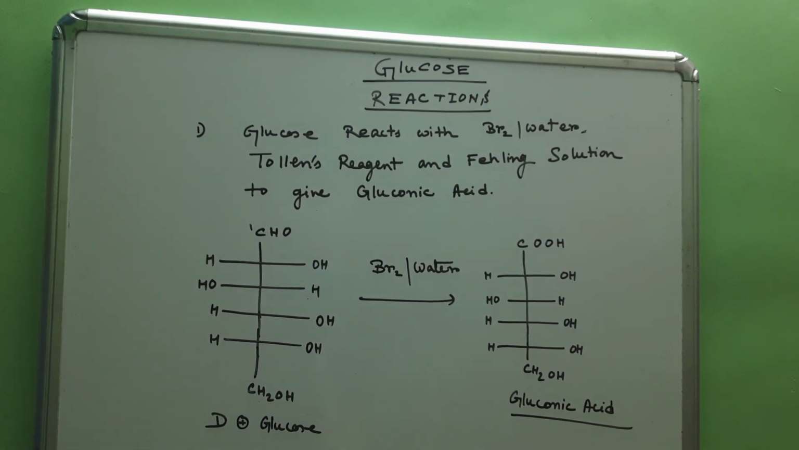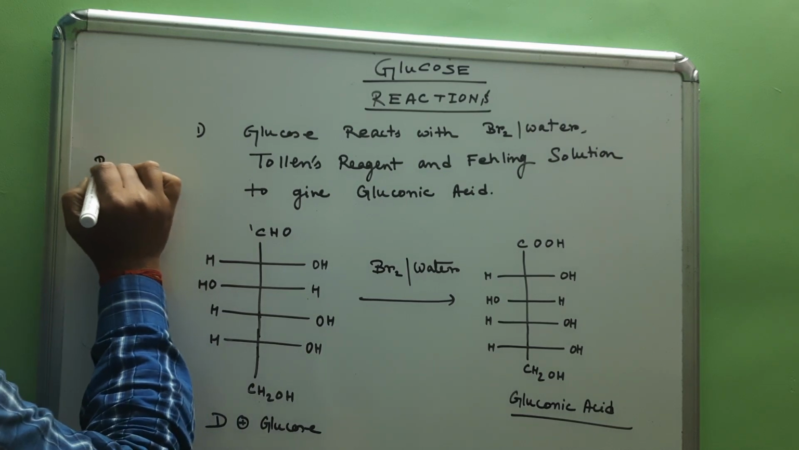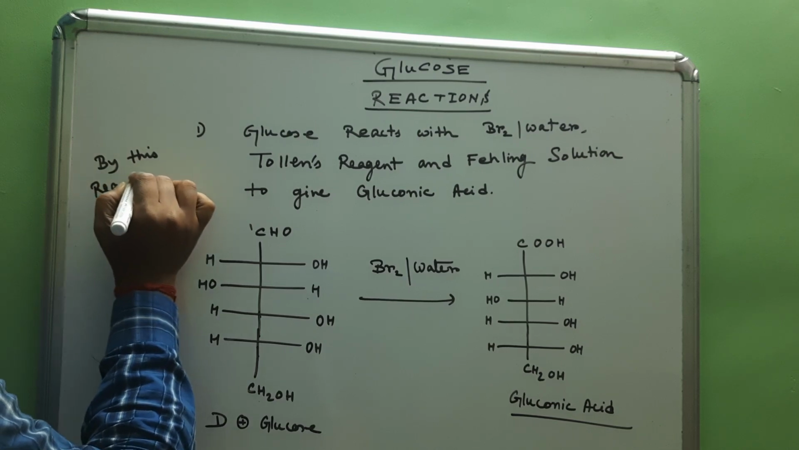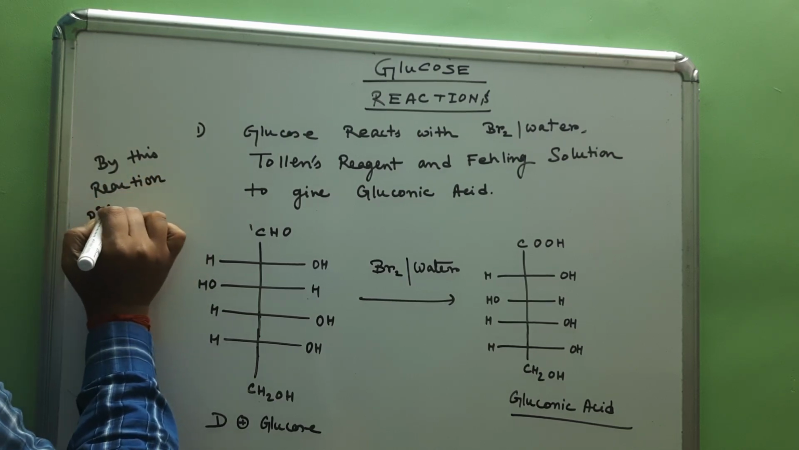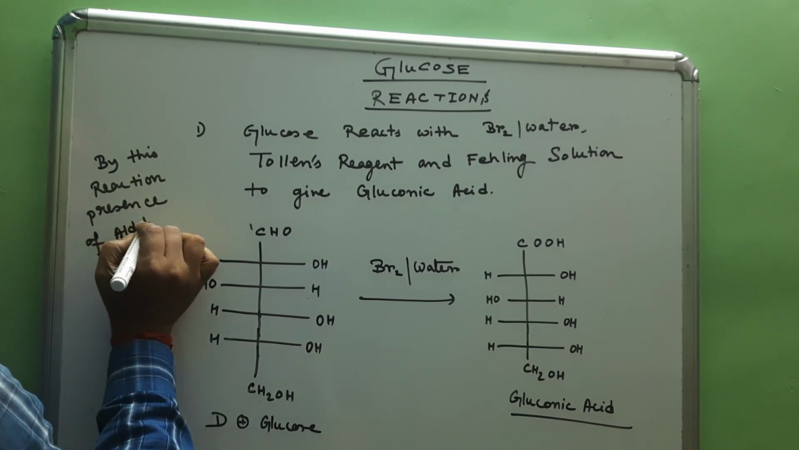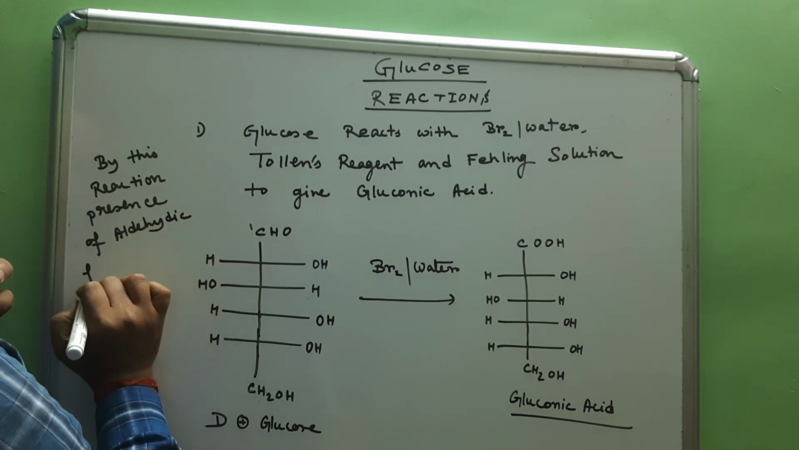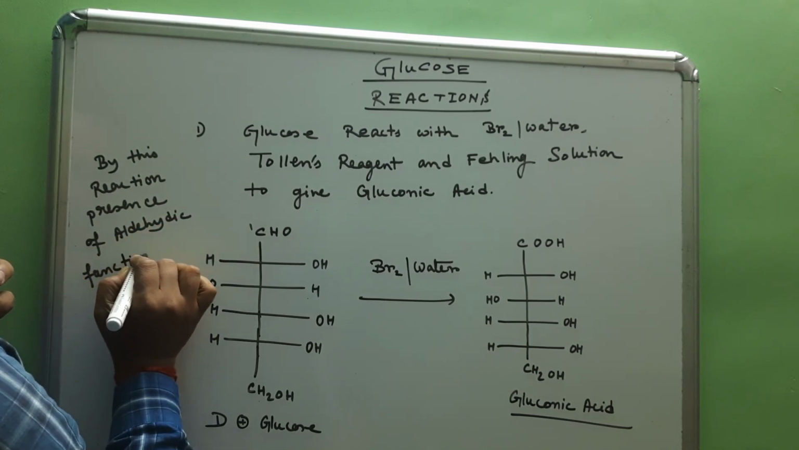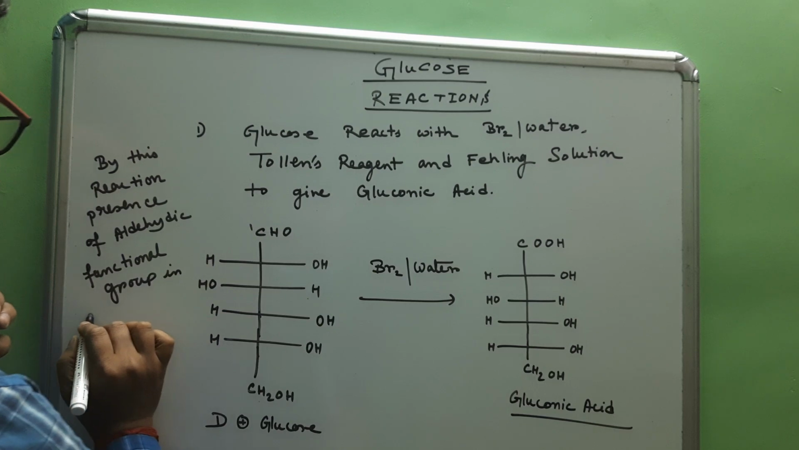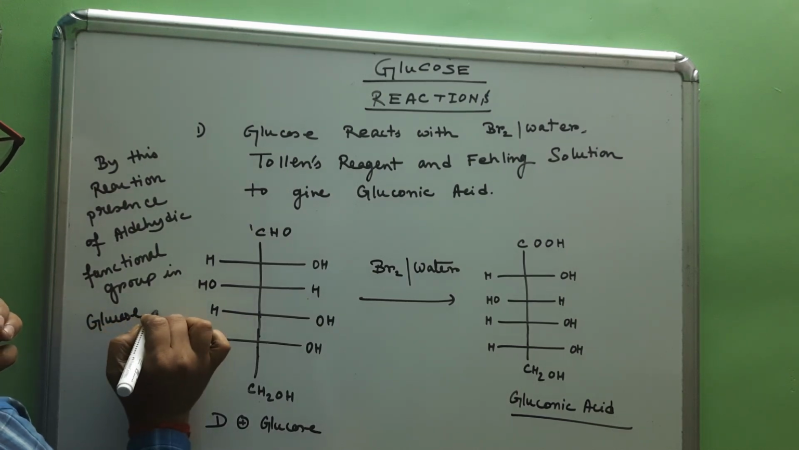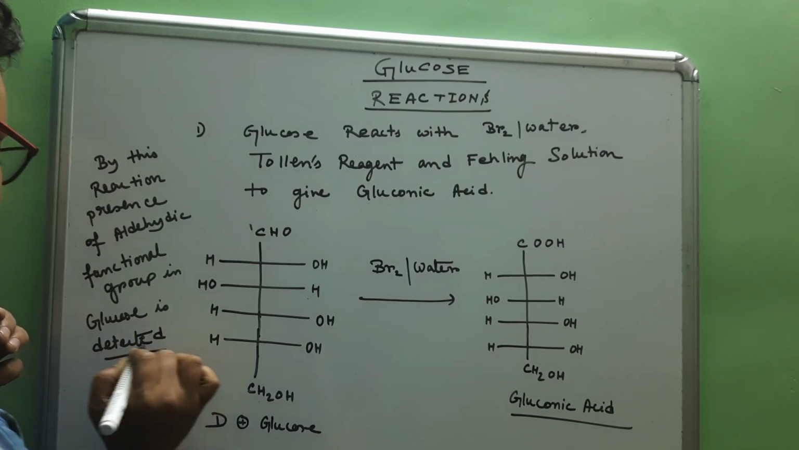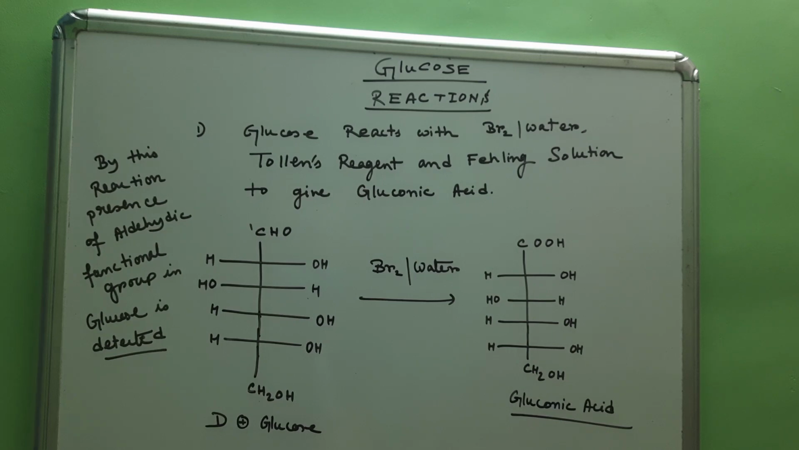This is the example of the presence of the aldehydic functional group. By this reaction, the presence of the aldehydic functional group in glucose is detected. You can write it down. This is a very important reaction for glucose.